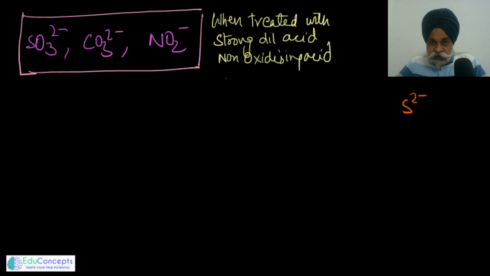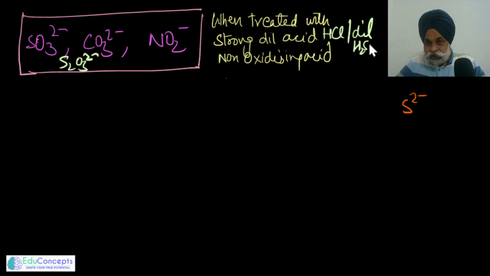Now, another thing you should focus on: there are some anions which I have just written here, and along with them I can add one more, the thiosulfate ion. These are some of the species into which you add dilute acid like HCl or dilute sulfuric acid, but the acid should be non-oxidizing. Non-oxidizing means the acid itself does not undergo reduction as an oxidizing agent.